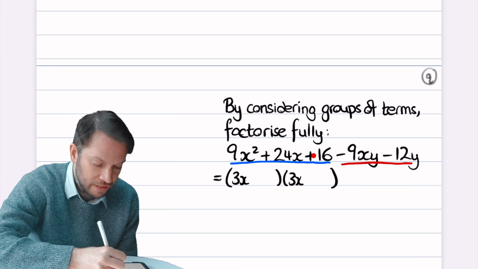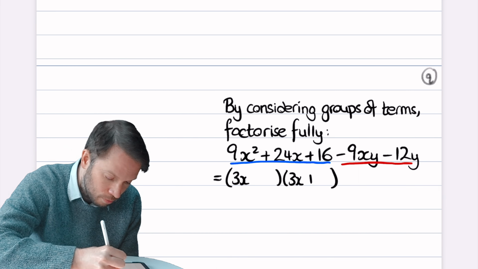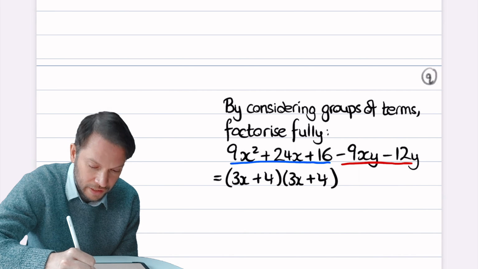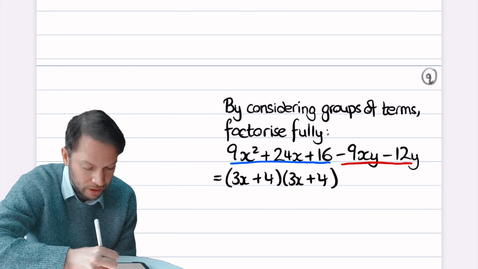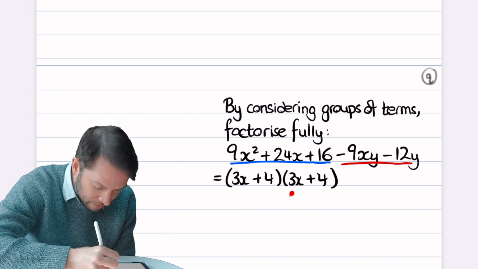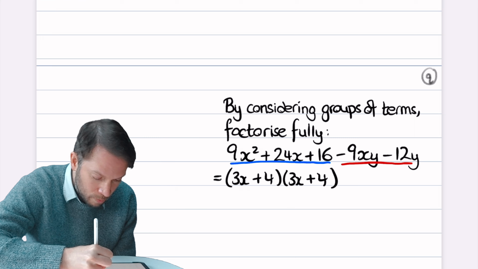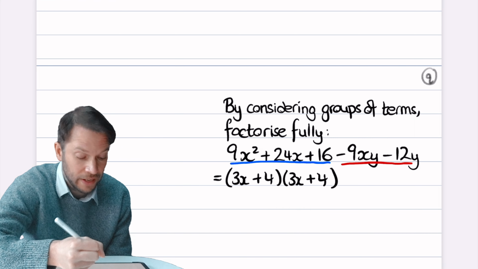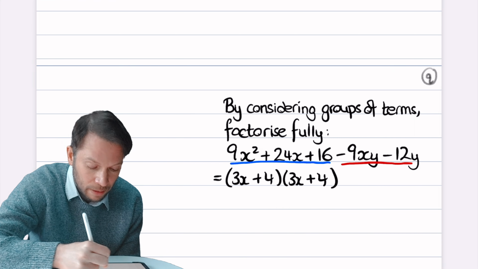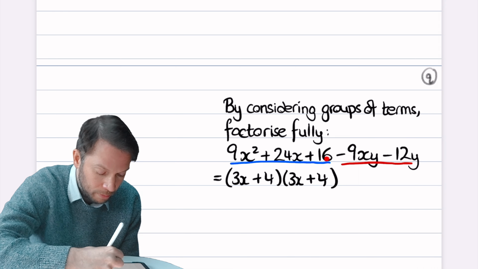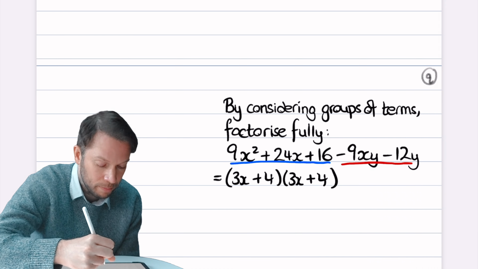And to get this plus 16, I think it's going to be plus 4 and plus 4, because 4 times 4 is 16. Let's just check that we get 24x. We're going to get 12x there. 4 times 3x is 12x. We're going to get another 12x, which is 24x. So that is right. And now we've factorised this blue group. I now want to factorise the red group.